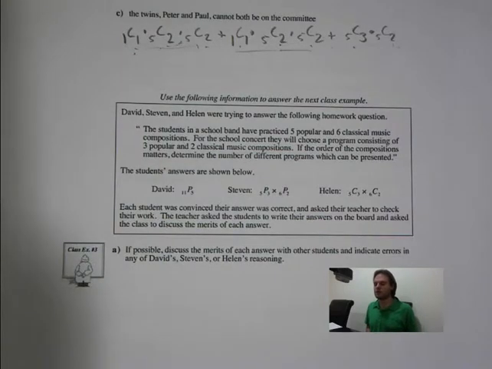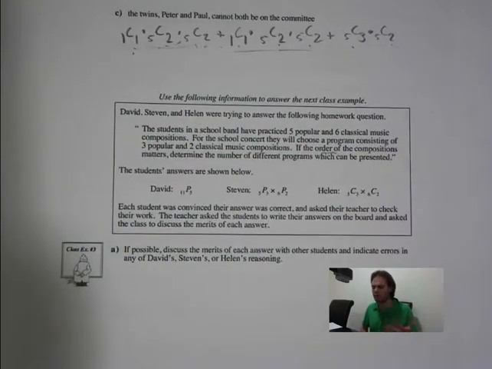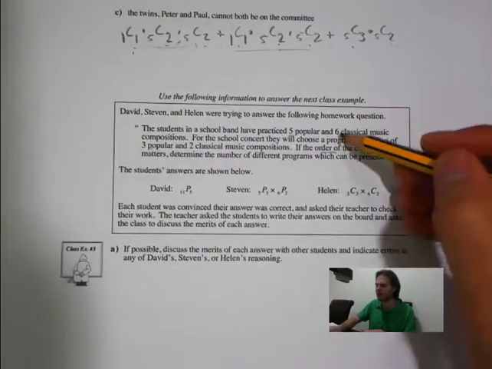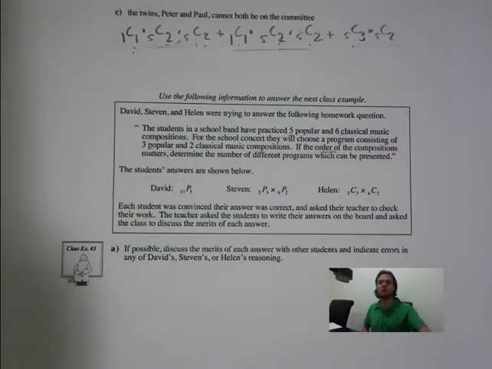Alright, so here it says order matters. So we have 3 different students that are looking at this. We're going to discuss which one's right, David, Helen, or Stephen, and why. So first of all, David said 11 pick 5. That seems like a very logical thing. It says here that order of the composition matters, and we are picking 5 compositions, and there are 11 compositions. Seems good, but what's our problem with this one? There's 5 popular, and we can only have 3 popular, and there's 6 classical, and we can only have 2 classical. So that's the problem with his. His makes sense, but there's a problem.